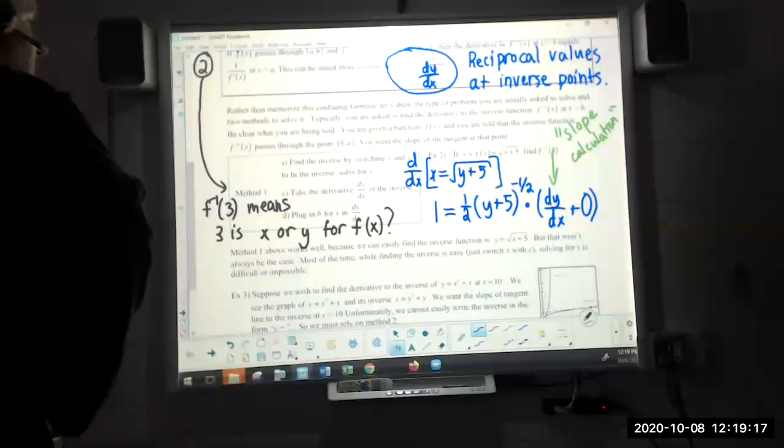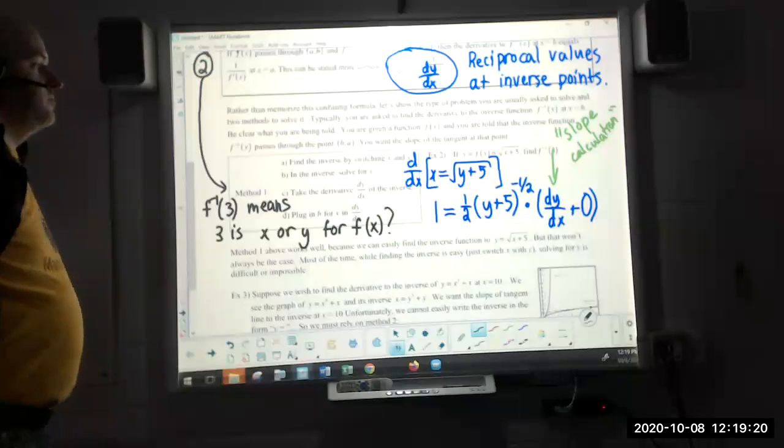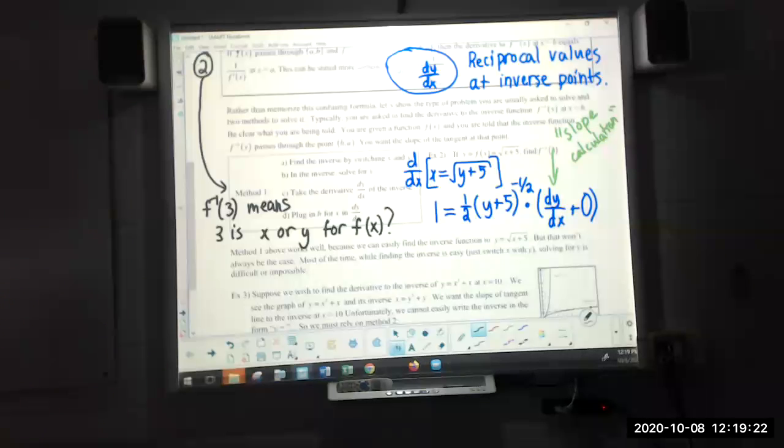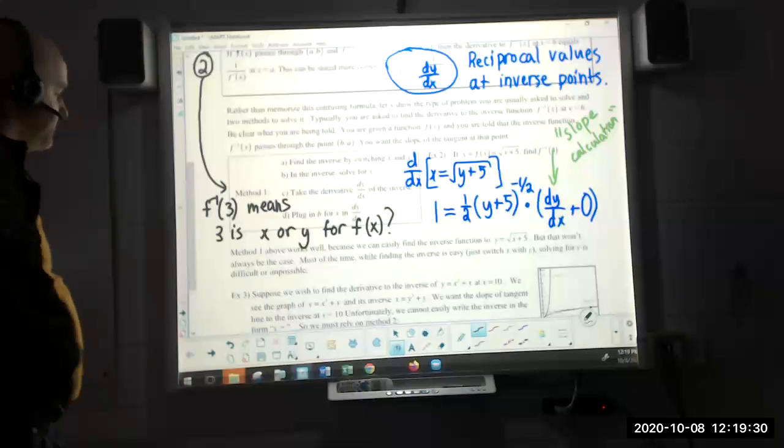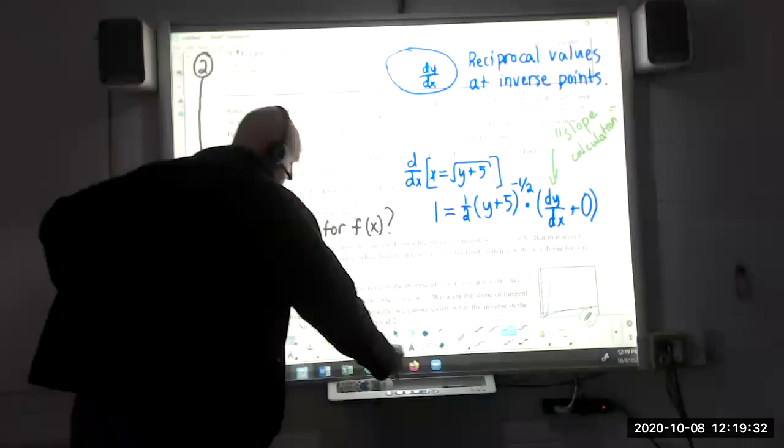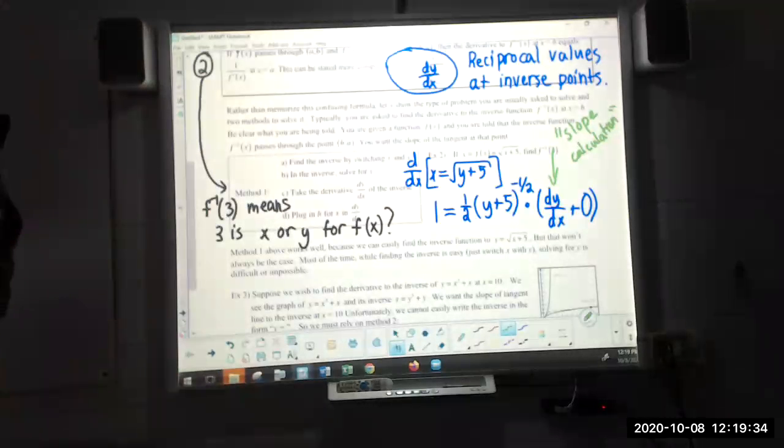So that's saying f inverse of 3. We don't know what f inverse of 3 equals. But what does it mean? 3, if I'm in the original function f of x. Is it the input for f of x, or is it the output for f of x? That's what we're trying to figure out.